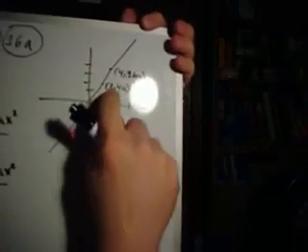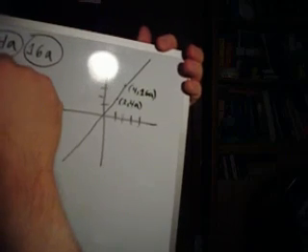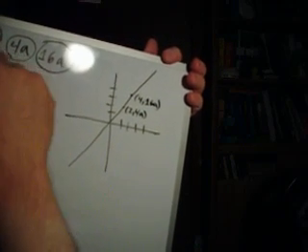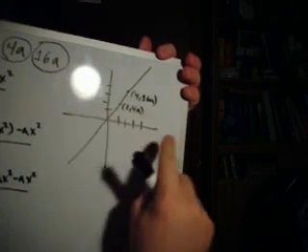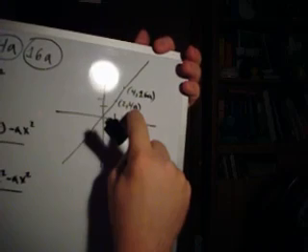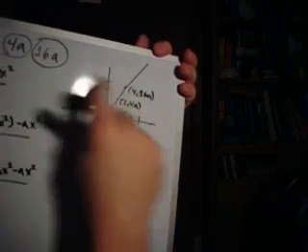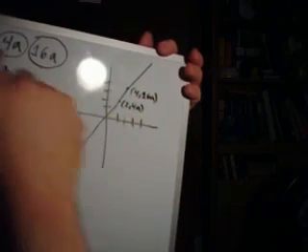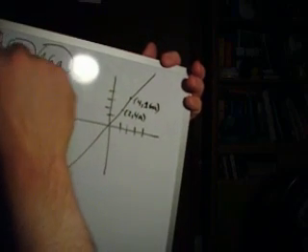Let's say you take the first coordinate right here, the 2, and you punch it into that equation. Well, 2 squared is 4, and 4 times a gives you 4a. So your x coordinate is 2, your y coordinate is 4a. Same thing over here. We have the x coordinate, which is 4. 4 squared is 16. 16 times a is 16a. Okay?